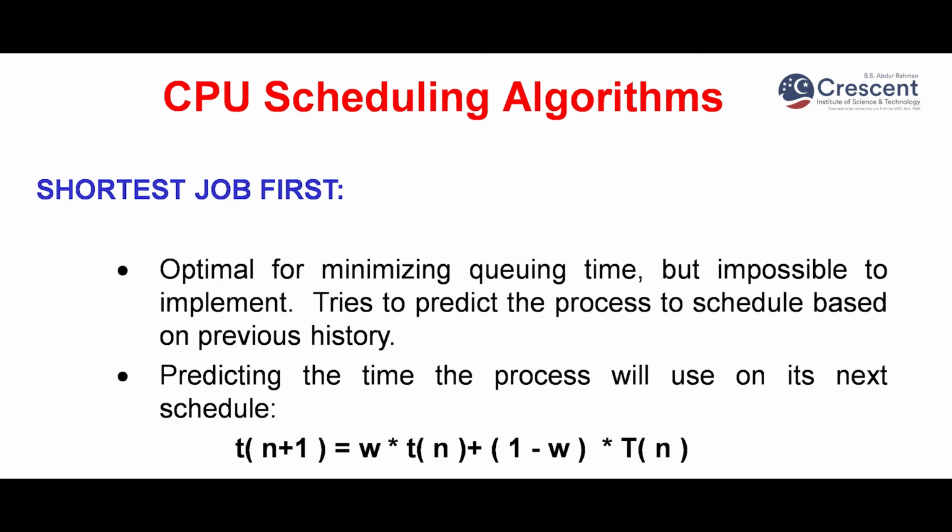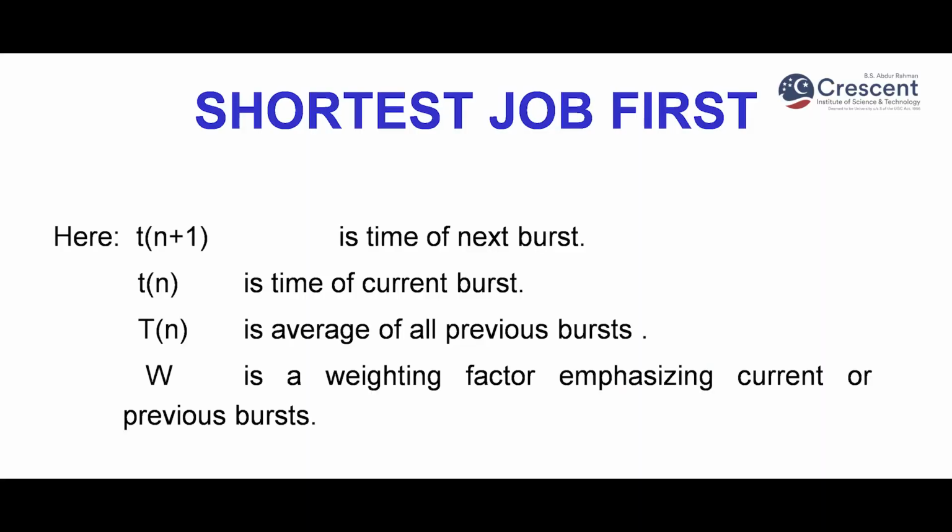Here there is a formula: T of n plus 1 is equal to W star t of n plus (1 minus W) star T of n. I'll explain the terms one by one. T of n plus 1 is the time of the next burst.